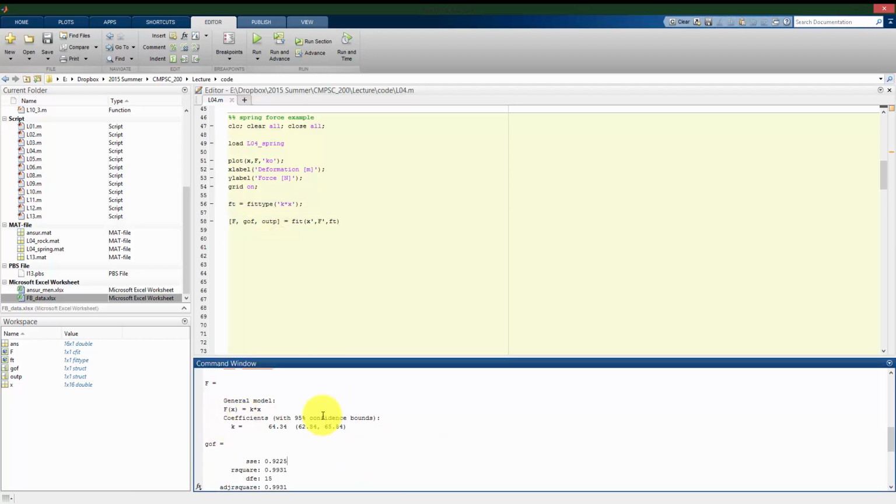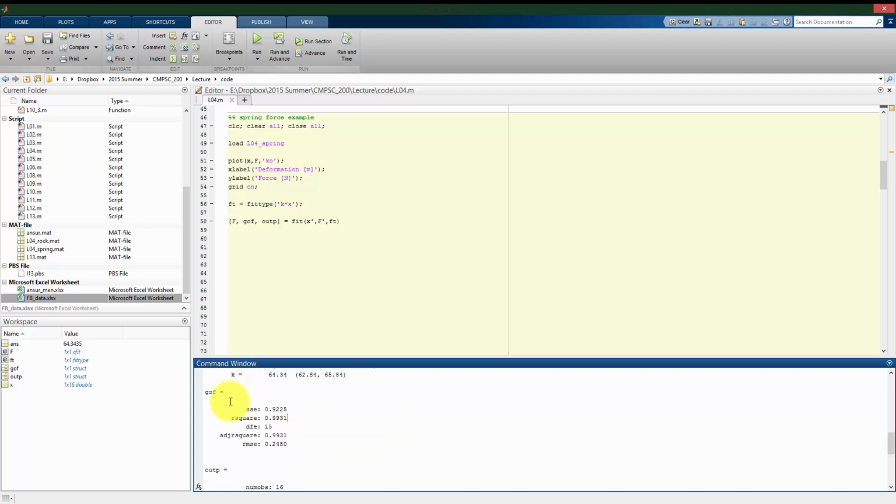And we can get our coefficients out. In this case, we only have one. We have K. I can do F dot K, and that gives me out just what that K value is from my F, and we can look at that later. All right, so that's the spring constant it came up with that best fit our data, about 64 newtons per meter.